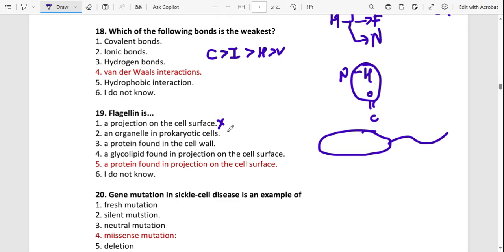An organelle in prokaryotic cells? It is not an organelle. A protein found in the cell wall? That's not again a protein of the cell wall. A glycoprotein found in a projection on the cell surface? That's not a glycoprotein. A protein found in a projection of the cell surface, that's true. A protein found in the projection, which is the flagella.